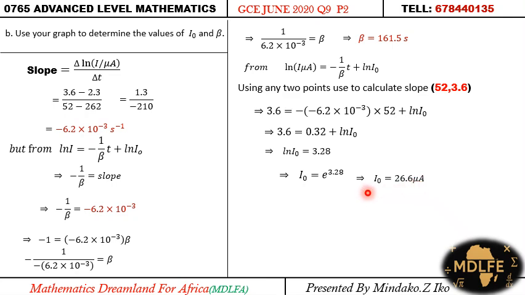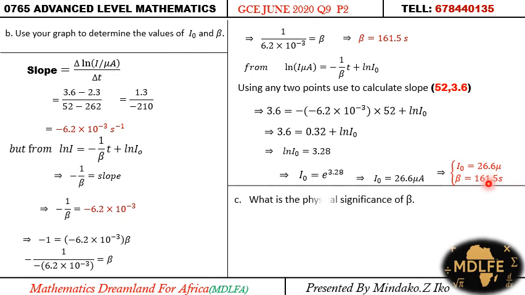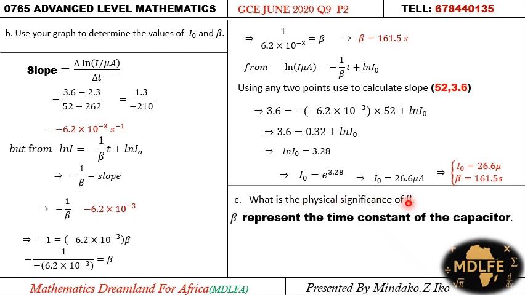All right, so what next? From here, it means that my I naught is equal to 26.6, sorry, it was supposed to be microamperes, and then my beta is just equal to 161.5 seconds. The last part says what is the physical significance of beta. From the equation given, beta represents the time constant of the capacitor. So assignment 2 says define time constant.